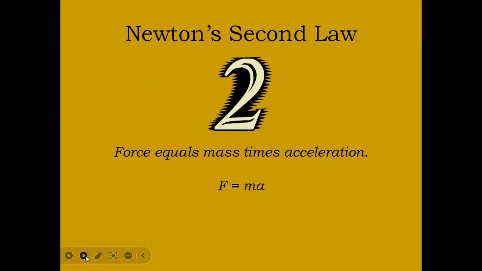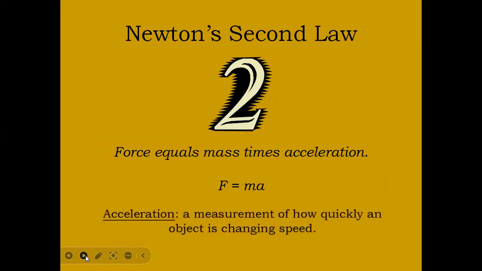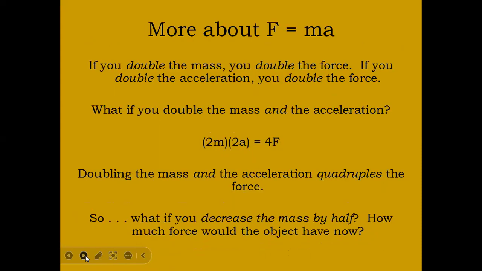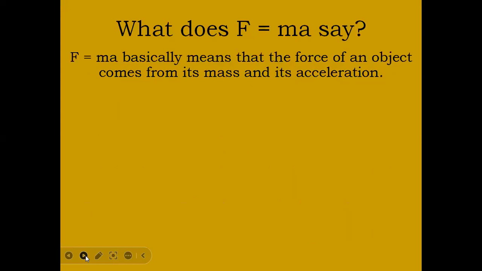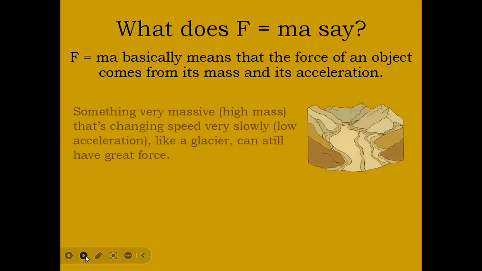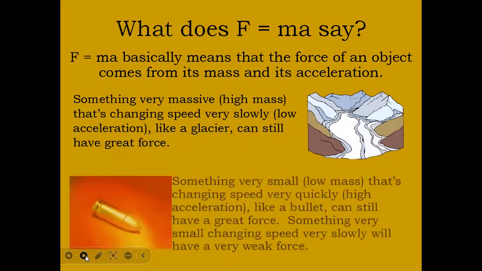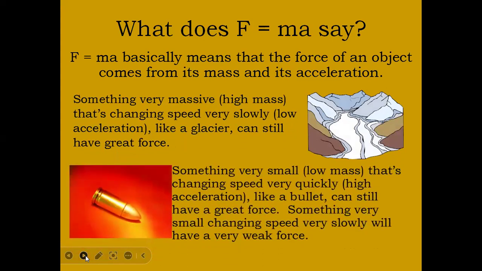Newton's second law, we have discussed it in Apple's timing. Acceleration is a measurement of how quickly an object is changing speed. What does it mean? If you double the mass, you double the force. If you double the acceleration, you double the force. Okay. Now what does F equals ma mean? Something very massive, with high mass, that's changing speed very slowly, like a glacier, can still have great force. This is the example.